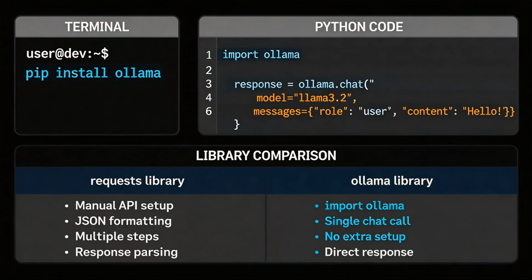We'll use the official Ollama Python library. Install it with pip install ollama. This gives us a clean Python interface instead of raw HTTP requests. The key function is ollama.chat. You pass it a model name and a list of messages, and it returns the AI's response. Each message has a role: system, user, or assistant, just like the OpenAI format. If you've used the OpenAI SDK before, this will feel very familiar.